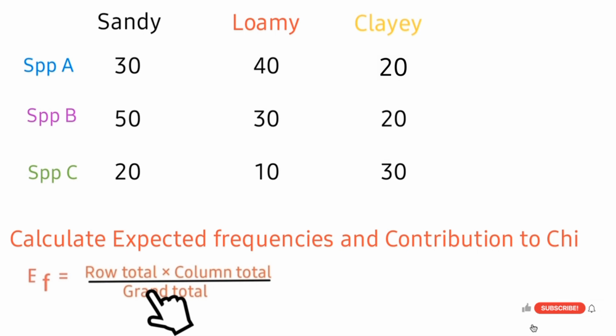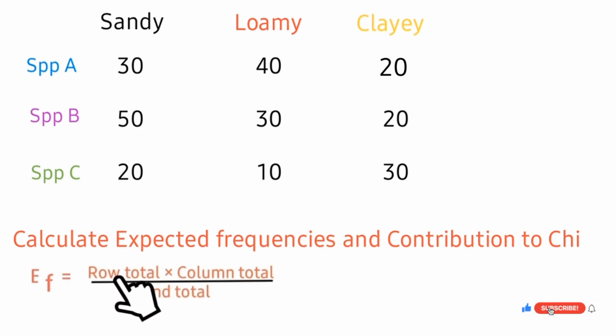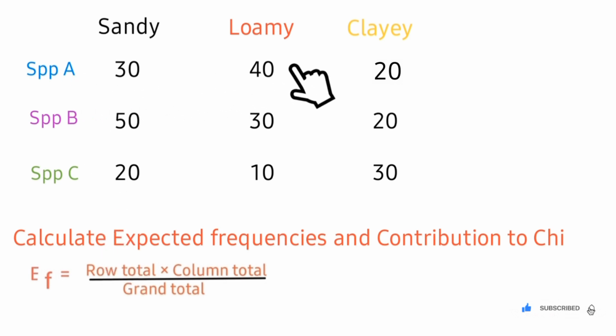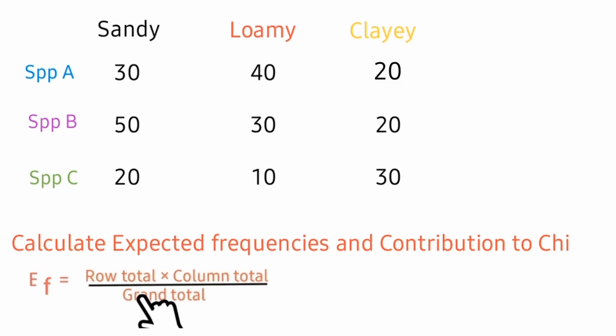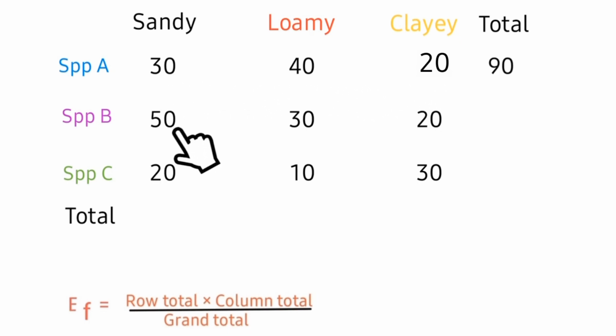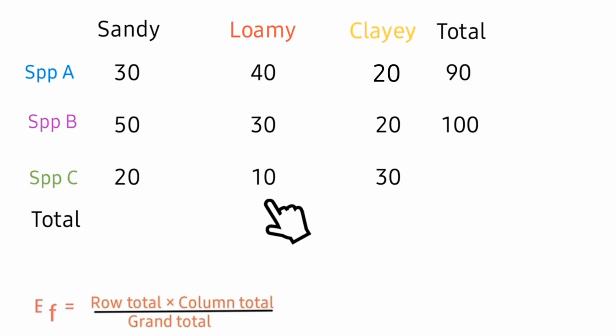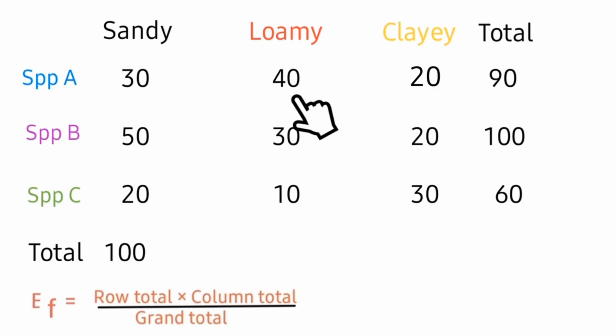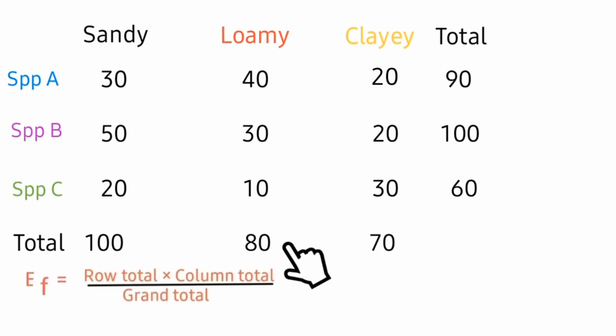Thank you. We'll use this formula in calculating expected frequency, that is the row total times column total, divided by grand total. So we're expected to total all the rows, and also total all the columns. For the row total, 30 plus this plus this, 50 plus this plus this, 20 plus this plus this. For the column total, 30 plus this plus this, 40 plus this plus this, 30 plus this plus this. The grand total can be gotten by adding up all these values, or by adding these values, 100 plus 80 plus this, or 90 plus 100 plus this.